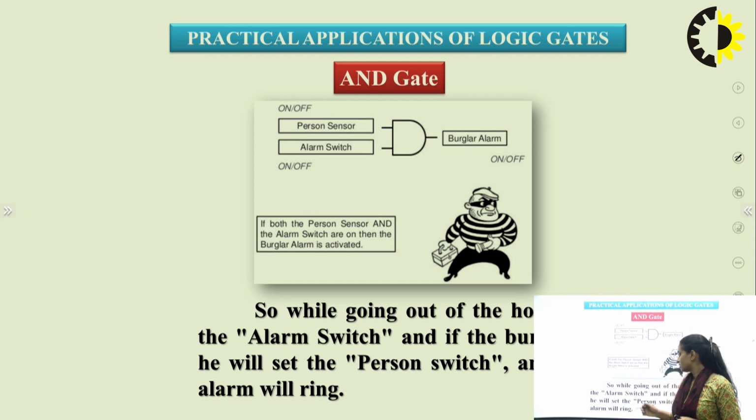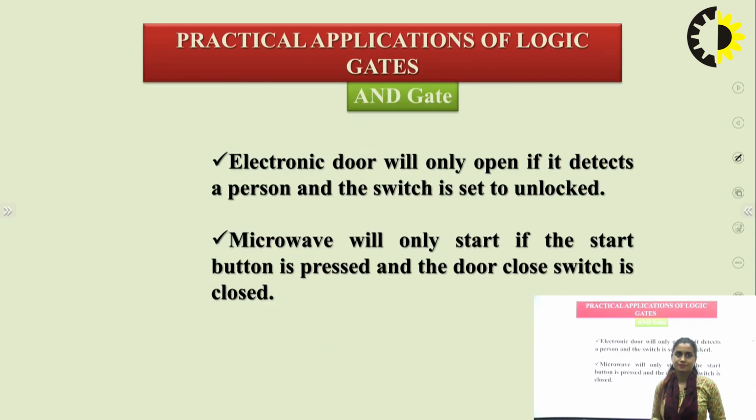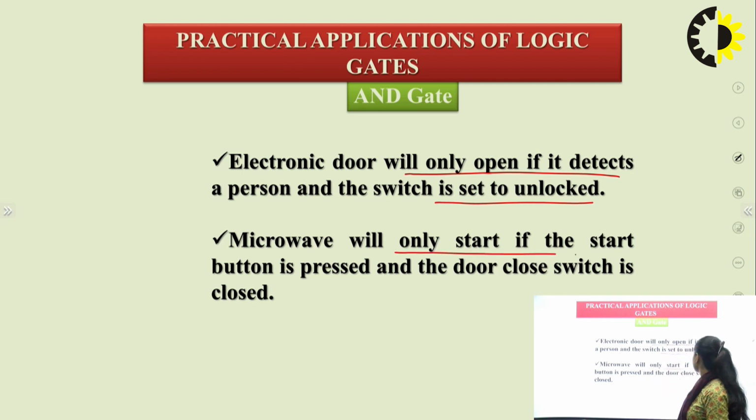While we go out, we make the alarm switch 1. And the person switch will only be 1 when some thief enters the house, and when he enters, it will ring. An electronic door will only open if it detects a person and then the switch is set to be unlocked. We have made the logic like the door will be open when there is one continuous 1 and another 1 only when there is a person. So when there is the presence of a person, the sensor will detect it as 1 and the door will open.